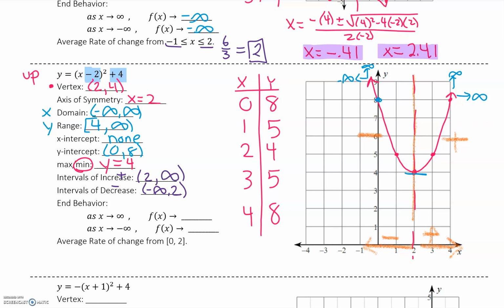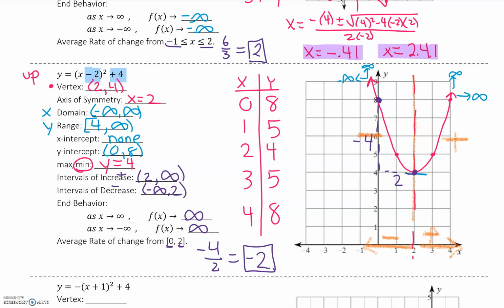The end behaviors, both ends of this graph are going to go up, so the y values are going to go up towards positive infinity. And then we are going to find the average rate of change, so the slope, from where x is 0 to x is 2. When x is 0, that's up here at my y-intercept. When x is 2, that's down here at the vertex. So we're going to count the slope from left to right. This is going to fall, so down 4, and then to the right 2. So we have down 4 to the right 2, gives us an average rate of change of −2.